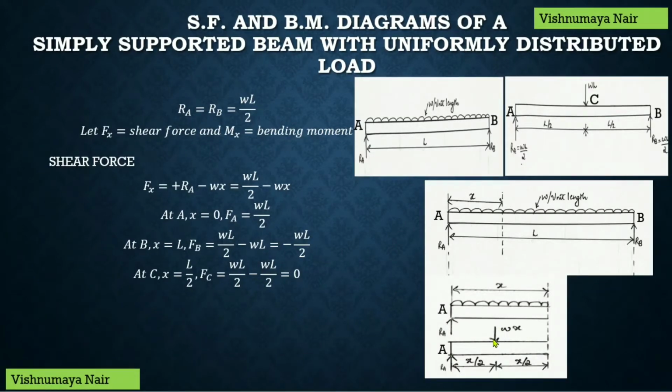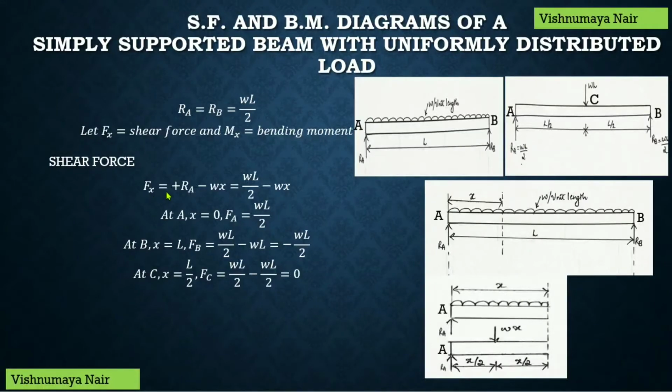the downward direction. And we know that on the left portion of the section, a force acting in the upward direction will be considered as positive and any force acting in the downward direction will be considered as negative. So RA is acting in the upward direction, so it is positive, and Wx is acting in the downward direction, so it is negative. Therefore, the resultant of these two forces will be equal to RA minus Wx and it will be equal to the shear force at this section.